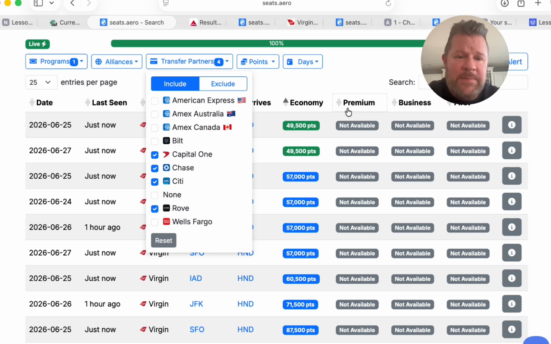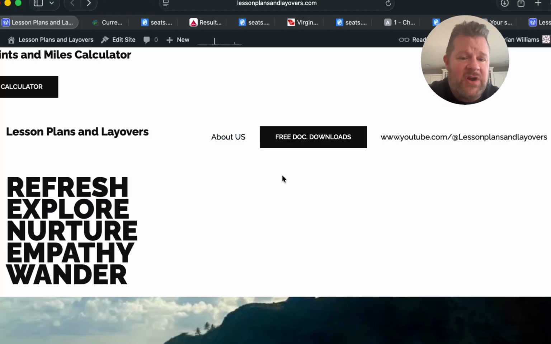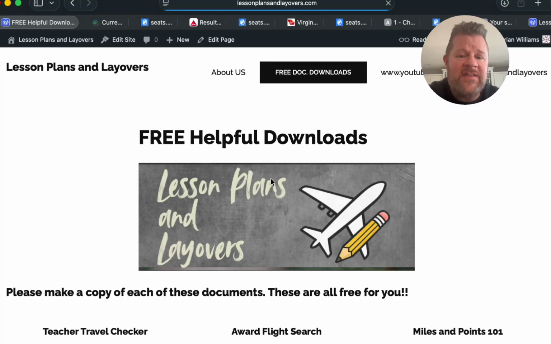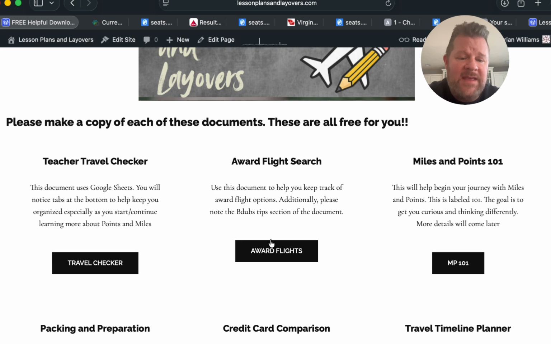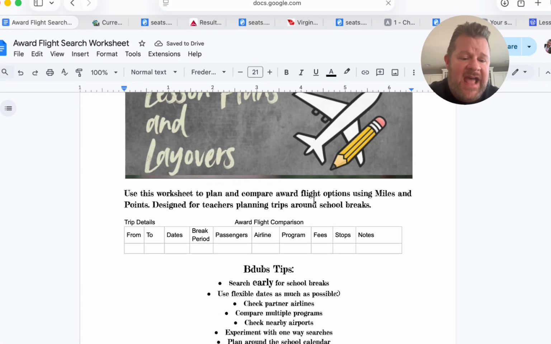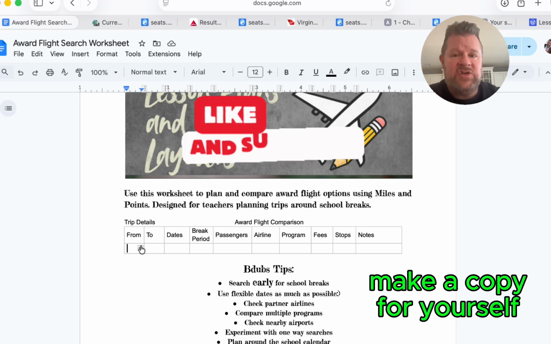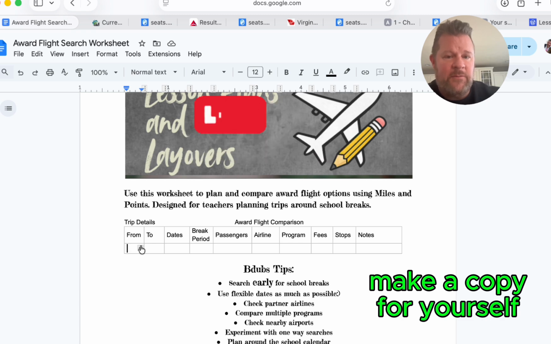So take a peek at this, visit the Lesson Plans and Layovers website, and while you're there, another thing you can check out is the free downloads. One of them is award flight search, and as you open it up, this tool will allow you to start typing in some of the things that you were able to find today. So you have a giant list of all your options in one spot, which will help keep you organized and maybe show your spouse or your buddies what information you were able to find.